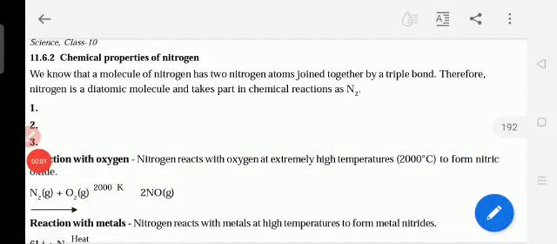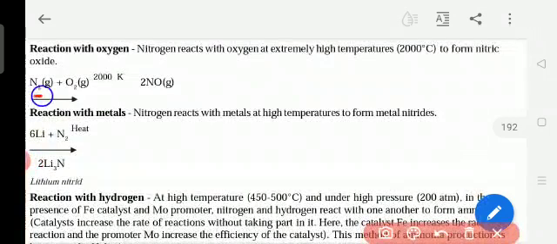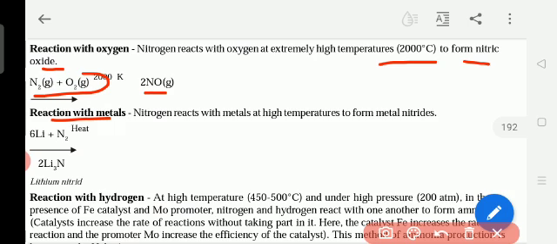Now nitrogen is reacting with the oxygen at 2000 degrees Celsius to form nitric oxide, NO. And when it reacts with metals, Li means lithium, what is it forming? It is forming lithium nitride. If the name ends in N, it becomes nitride, LiN.